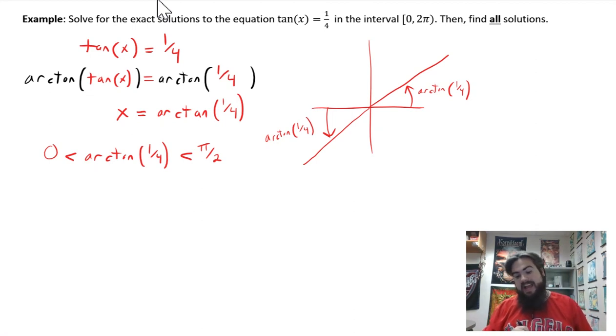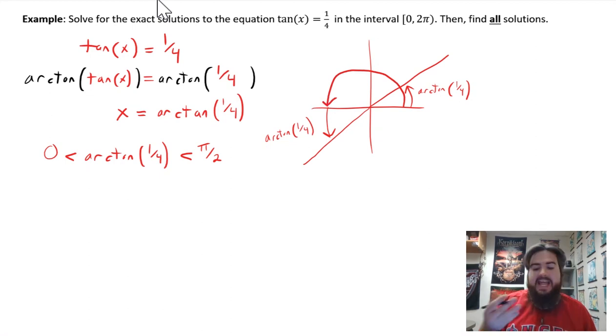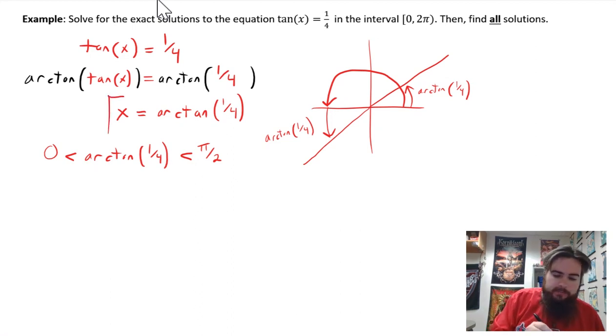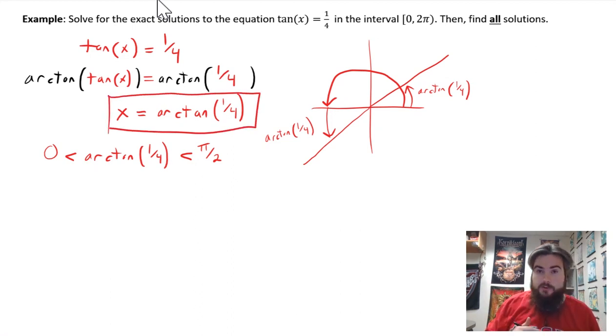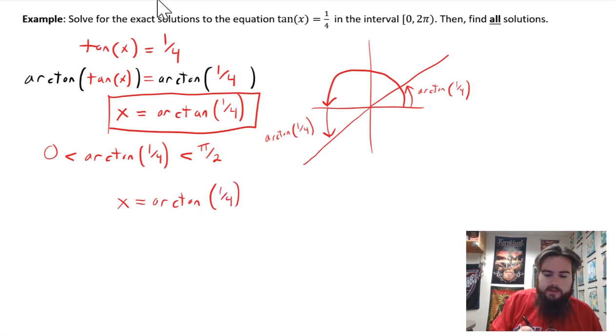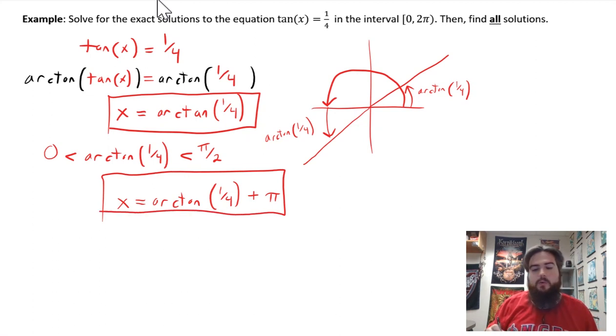If I want to find what that angle measure down in quadrant 3 is, what I could do is take pi and then add arctangent of 1/4. So arctangent of 1/4 is one solution between 0 and 2 pi, but another one would be arctangent of 1/4 plus pi. That would also be in quadrant 3, and therefore between 0 and 2 pi. We have now found our two singular answers between 0 and 2 pi.